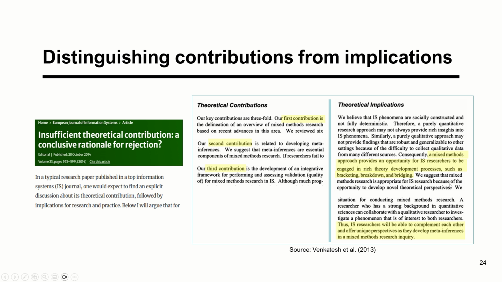Now, implications are about what it implies for future research. So what they say as a theoretical implication is that a mixed method approach provides an opportunity for IS researchers to get engaged in rich theory development processes. That's an implication. And IS researchers will be able to complement each other and offer unique perspectives. That's an implication as well. It's very important that you distinguish between implications and contributions and not use them interchangeably when you're talking about them as part of your literature review paper.